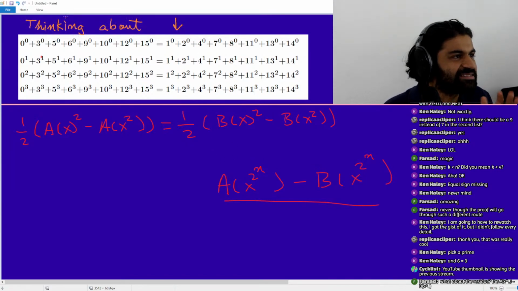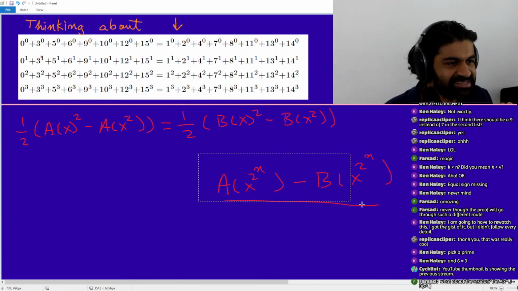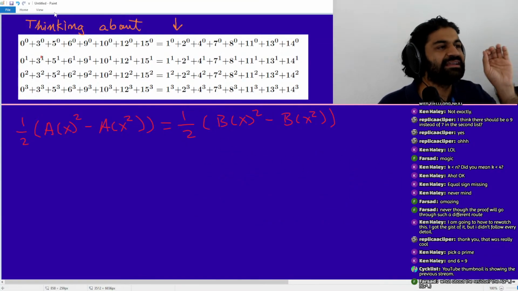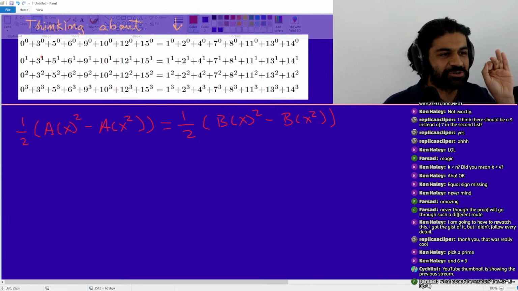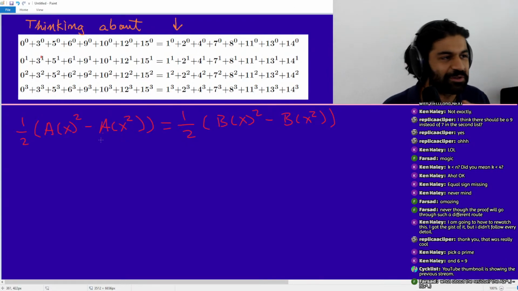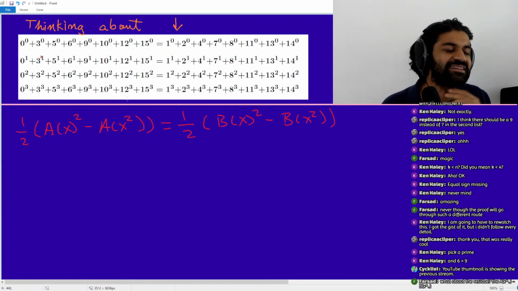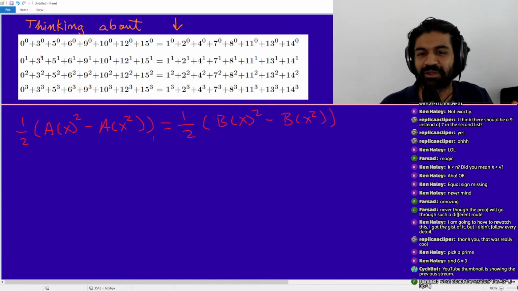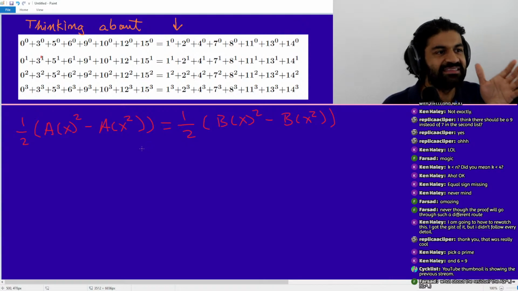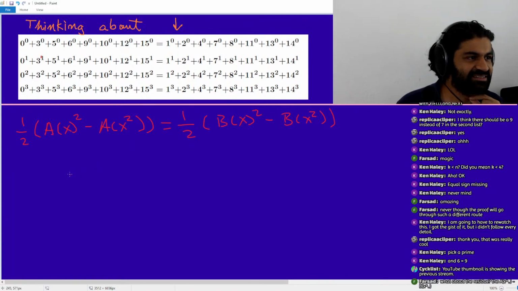Anyways, so putting things aside, this is all that needs to be true for any partition of the whole numbers. So you start with, let's say A and B split the whole numbers in two, right? Then in order for the pairwise sums to be the same, this needs to be true.